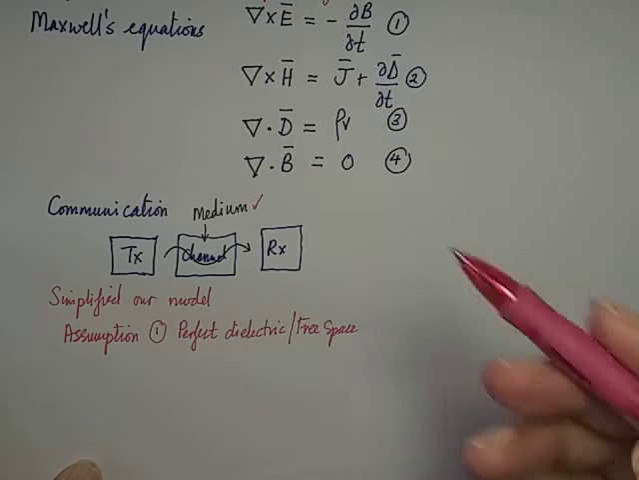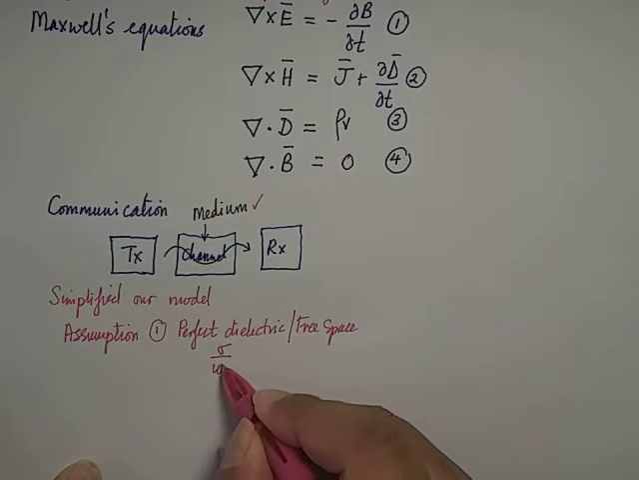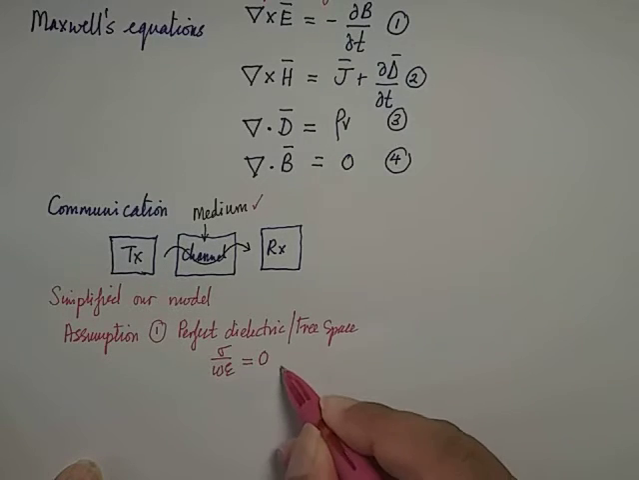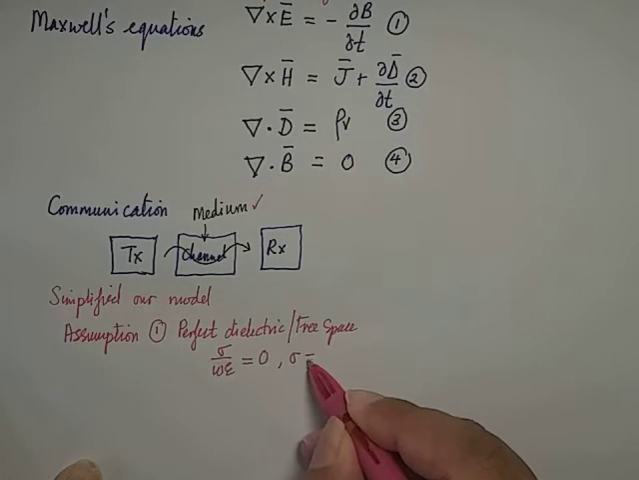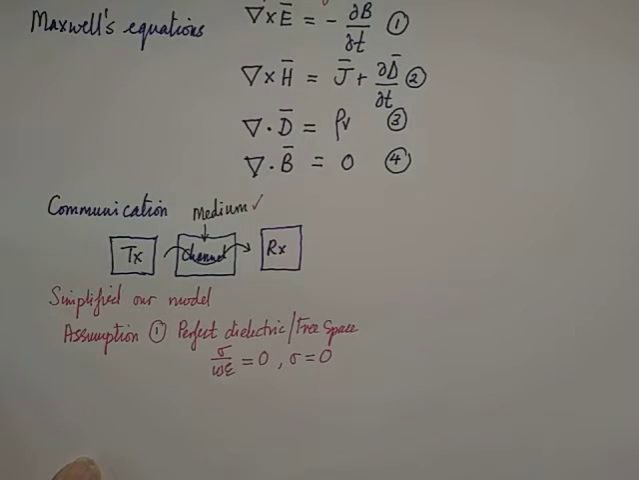Okay, how do we know it? By looking at the loss tangent, sigma over omega epsilon, which should be equal to what? Equal to 0. Why? Because sigma, which is known as the conductivity, is equal to 0. That should be our first assumption in our model.